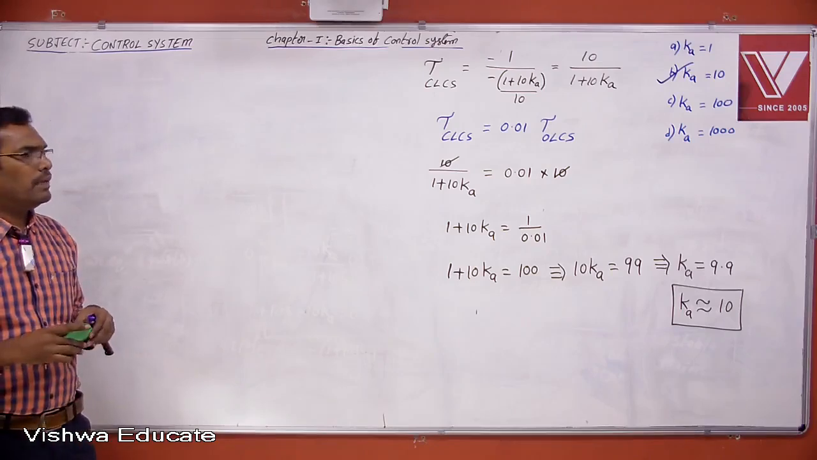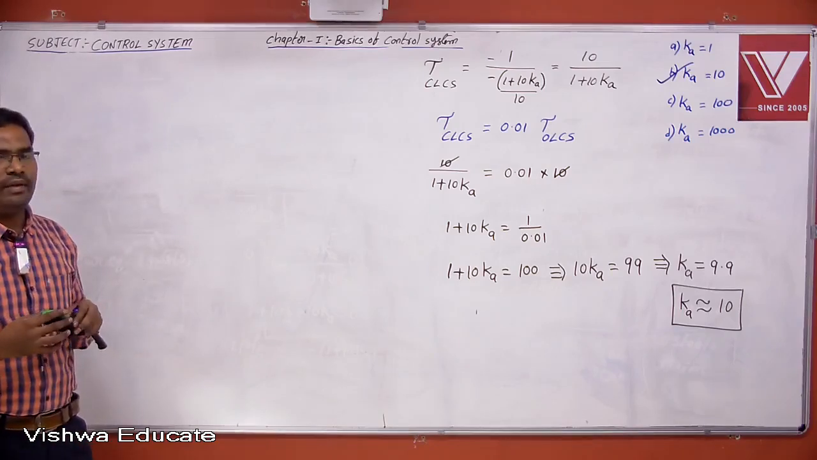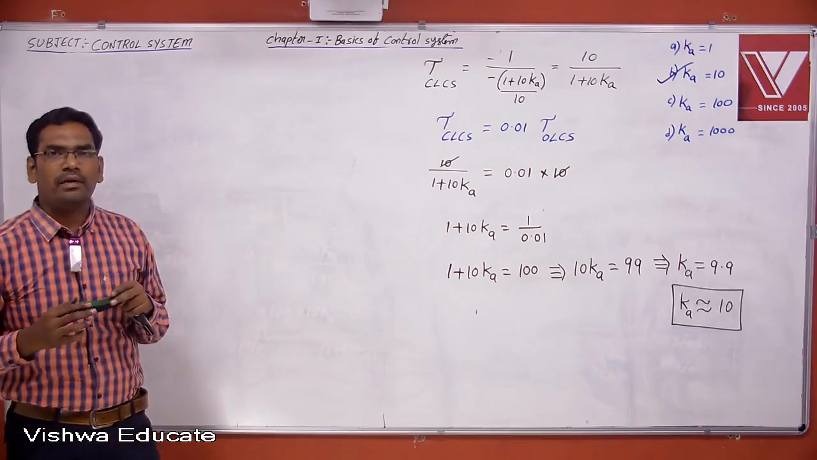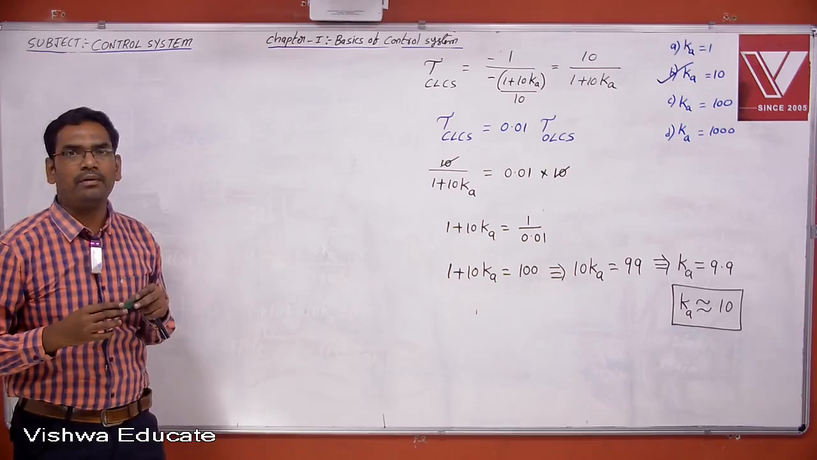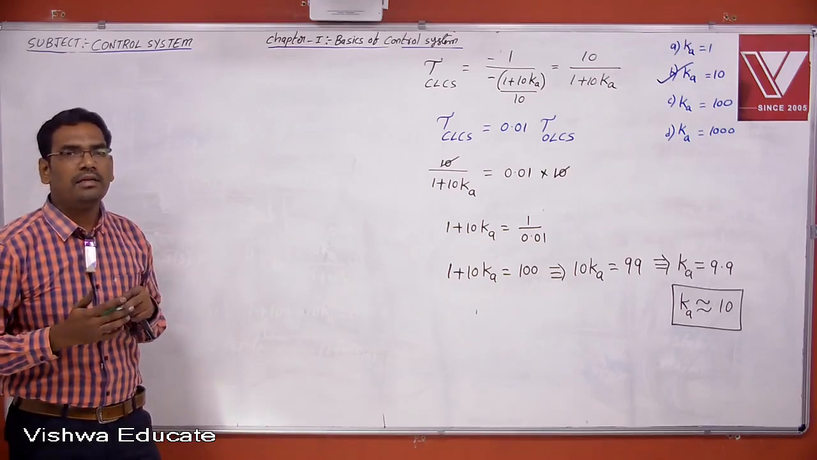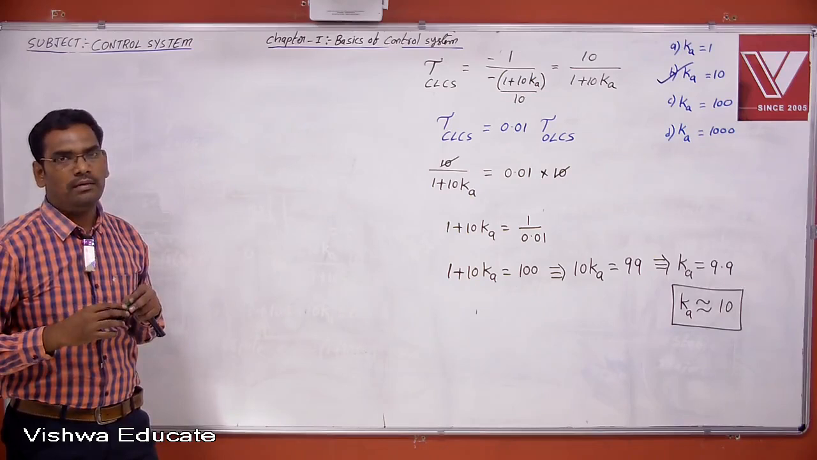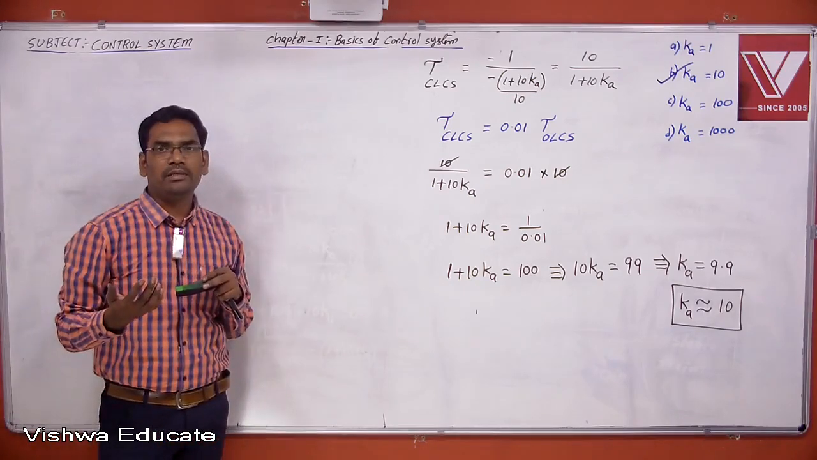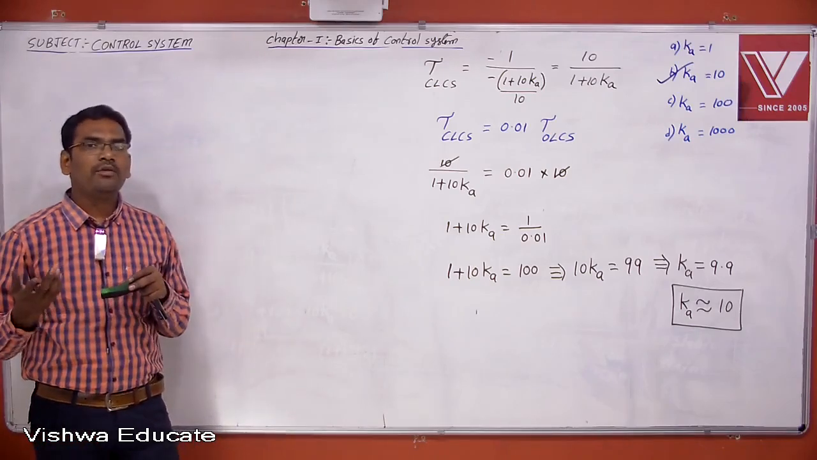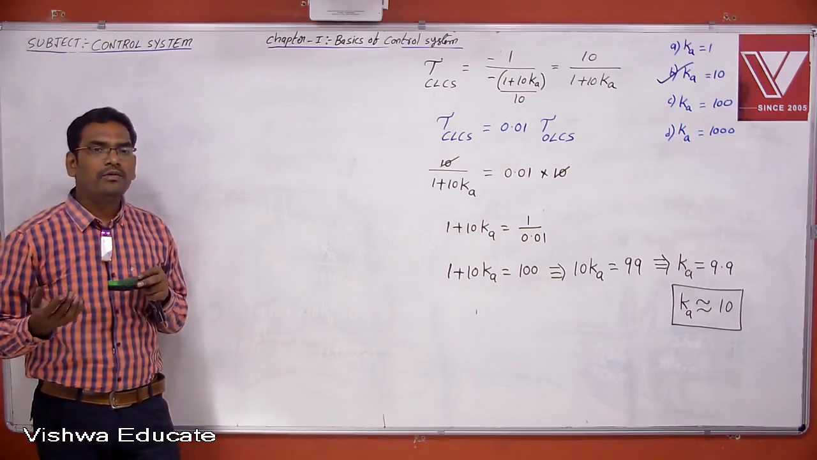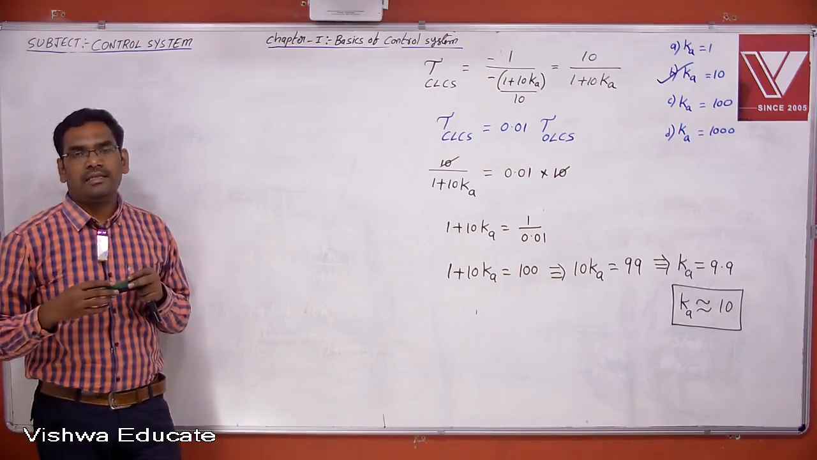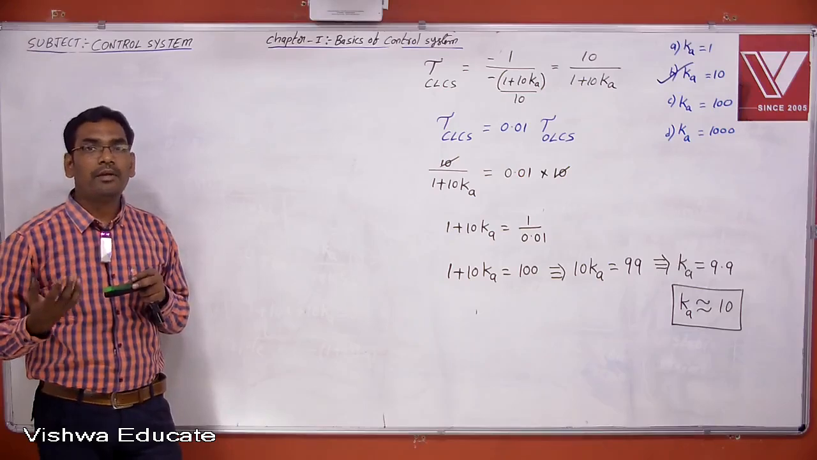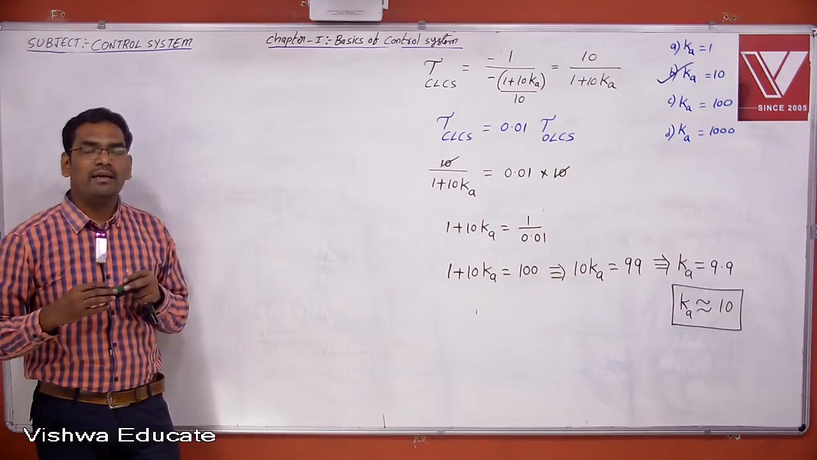Okay, then we have different types of inputs, which are a step input, a ramp input, a parabolic input, and an impulse input. These are the different types of inputs which we have covered. If you give the impulse input, you get the impulse response. If you give the step input, you get the step response. If you give the ramp input, you get the ramp response. If you give the parabolic input, you get the parabolic response.